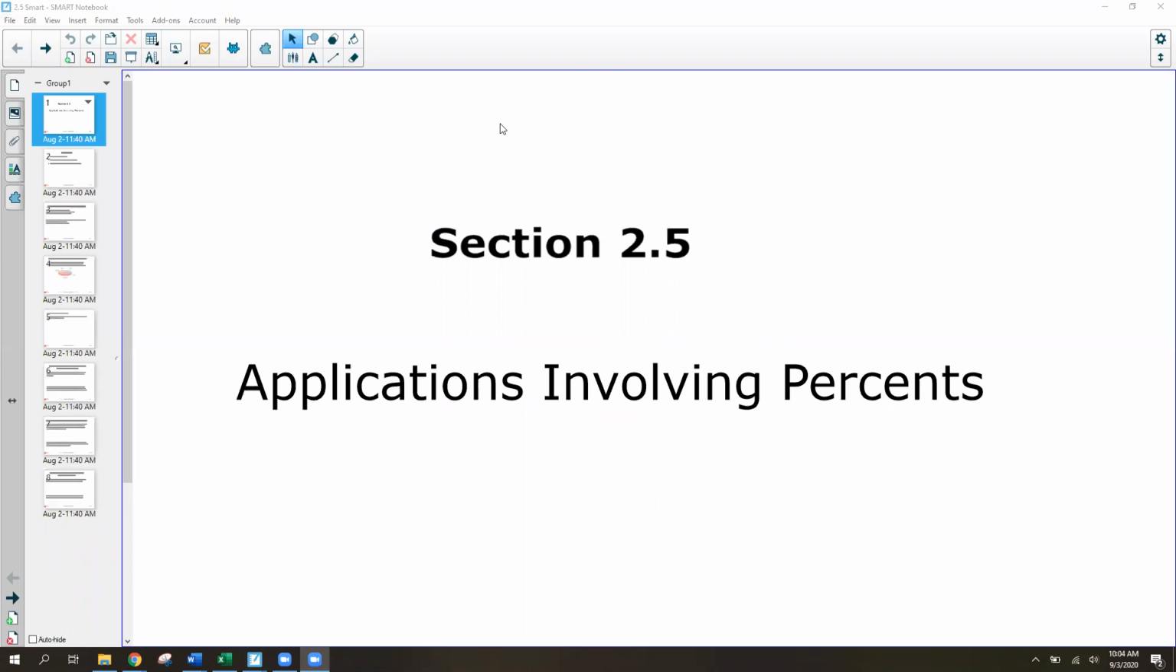Here we are. This is the notes for section 2.5. This is the second section of applications, applications involving percents. So we did consecutive integers, we did translating word problems. This is just a step further to things that involve percents. This is mostly shopping math. This is math you do, right?